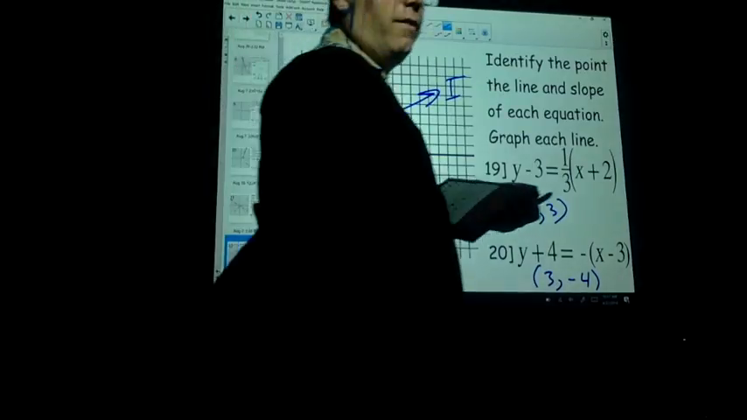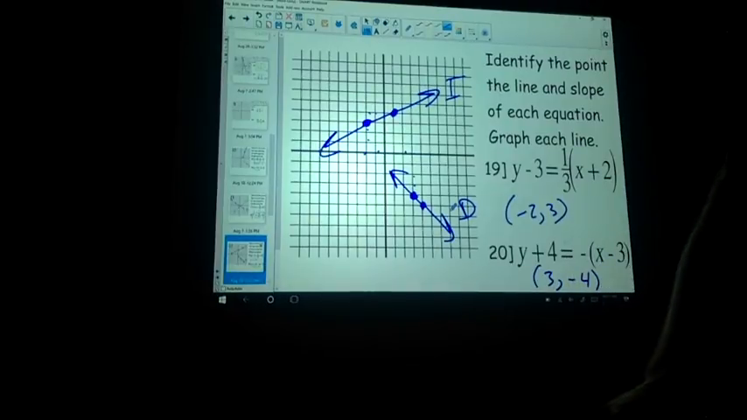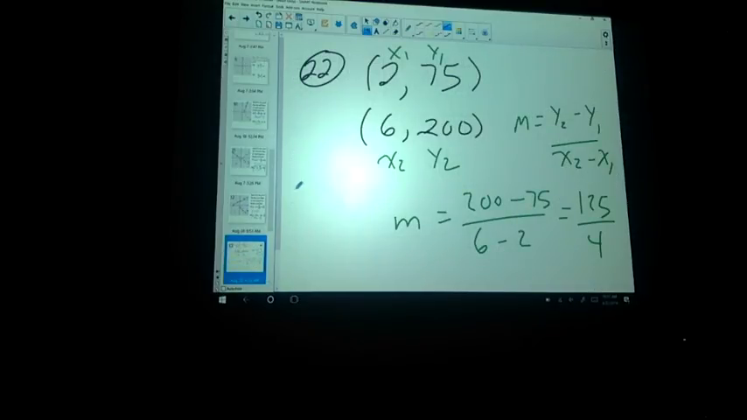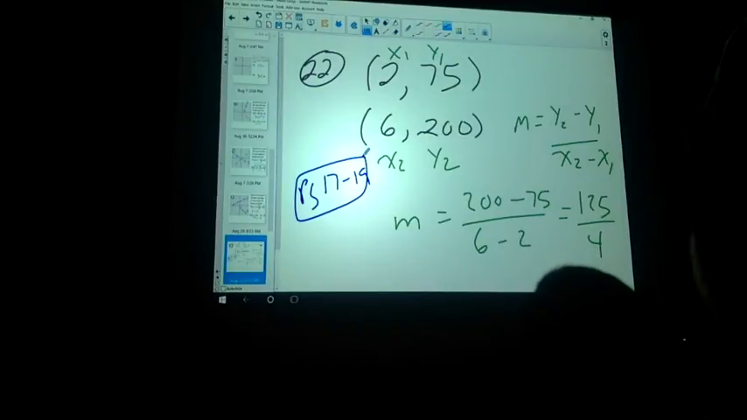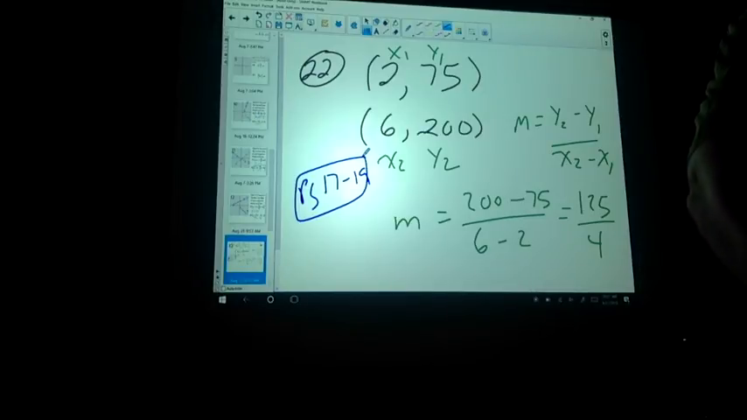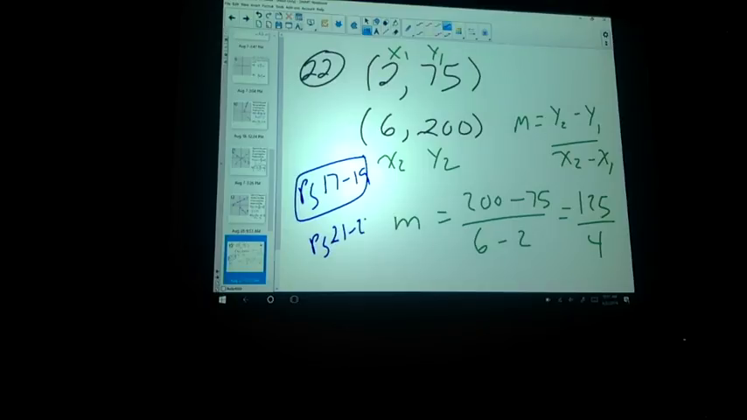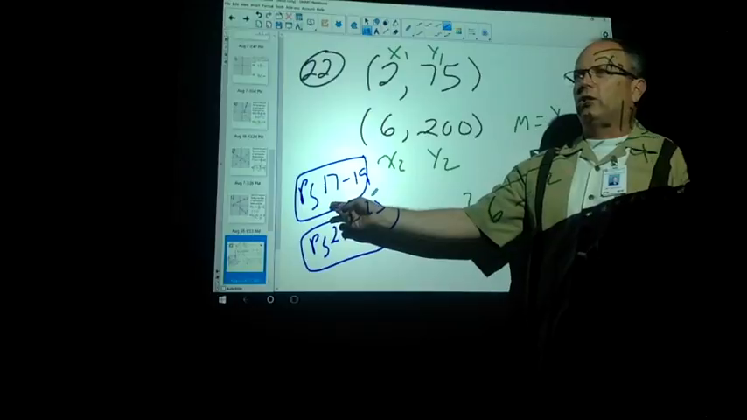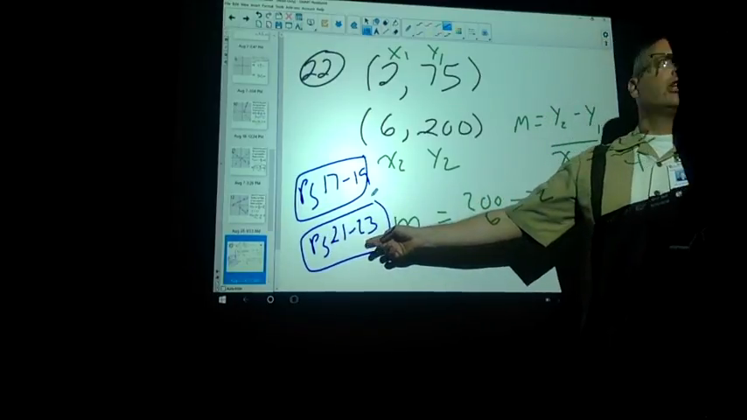Okay, so I would like you to finish last time's homework. That was pages 17 through 19, due tomorrow. And then I also have pages 21 through 23. This would have been last night's homework. I'll collect it tomorrow, let you finish it. And then this is tonight's homework.